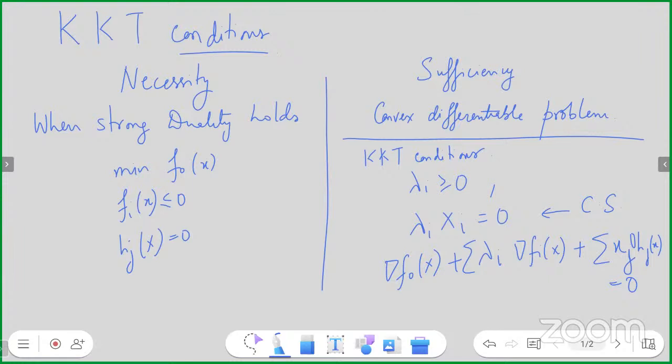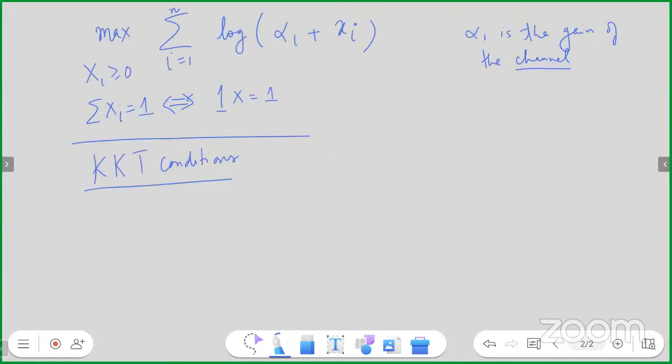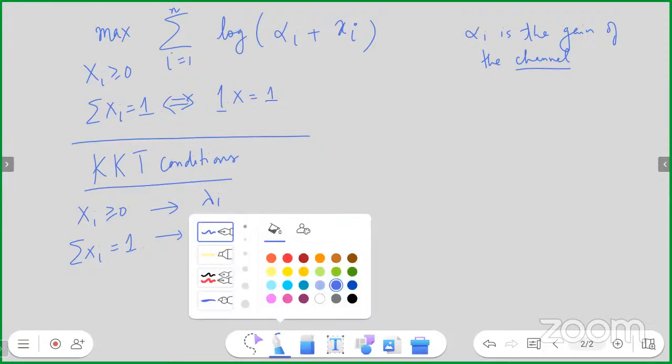Okay, so for this problem, with respect to xi greater than or equal to 0, you want to associate one multiplier to this situation. What is your lambda for this? Let's call this. So what are the conditions?